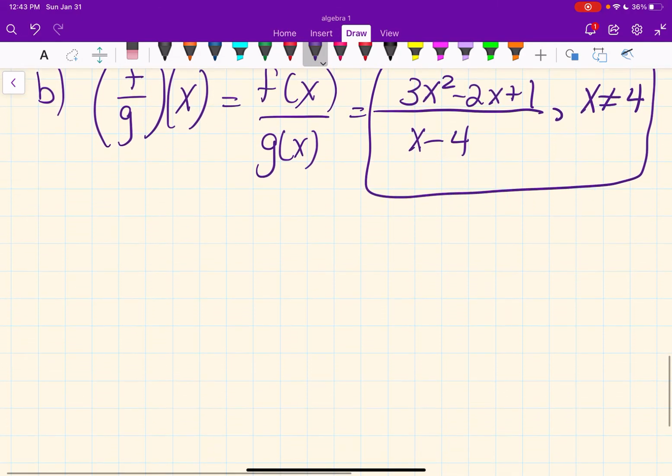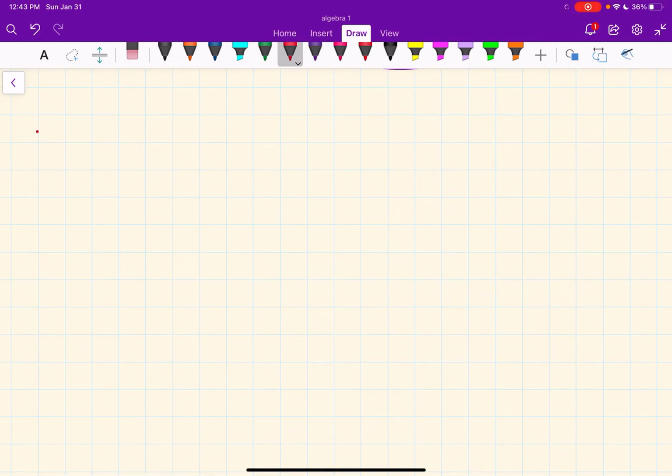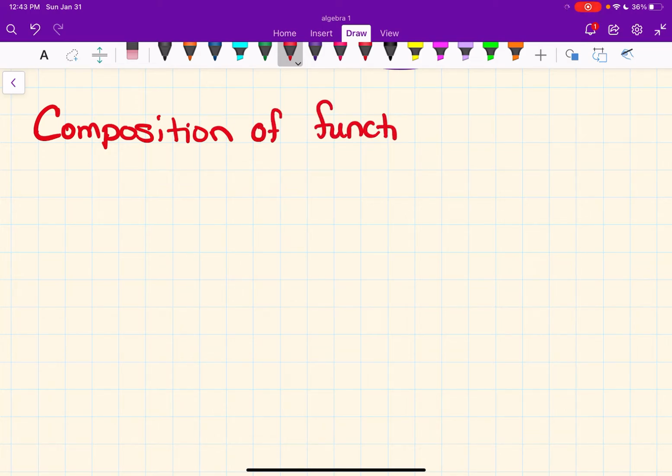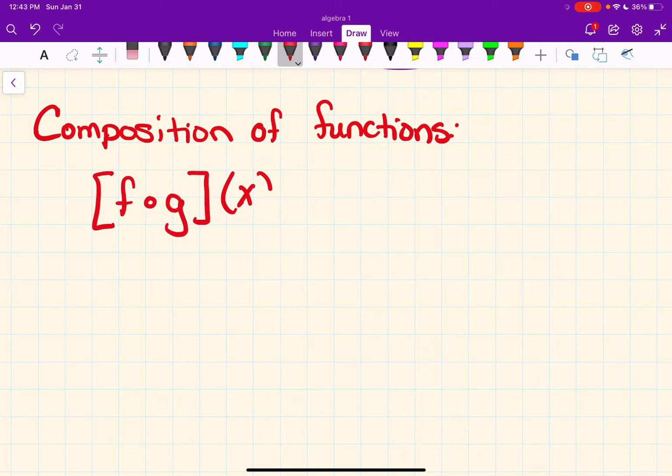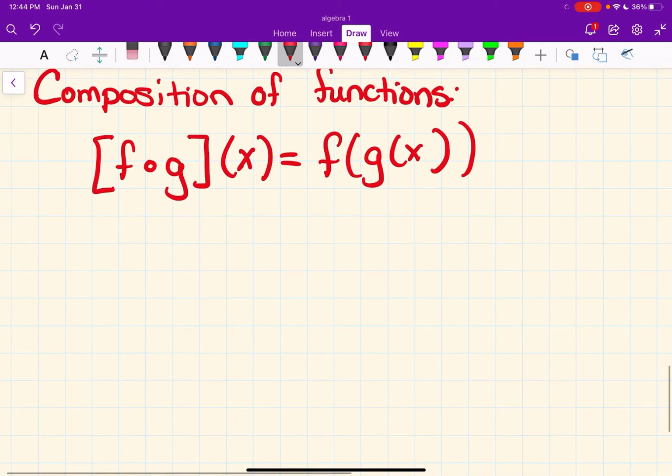Okay? Now let's talk about a new thing. Actually not new, we did it in Algebra 1. Composition of functions. Just a review. Remember it says f of g or g of f. It's f of g of x, which can also be written as f of g of x. It is read as f of g of x. All right, so remember with this, you always want to work from the inside out.